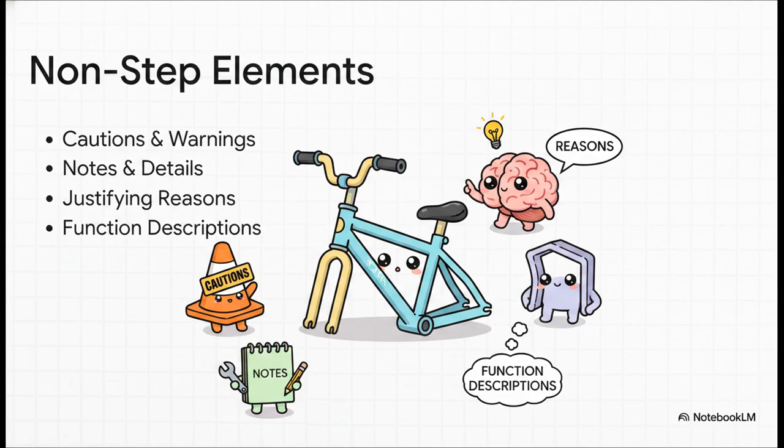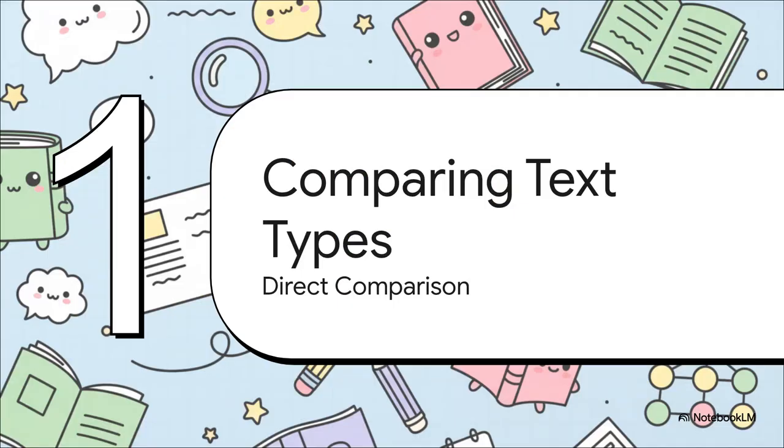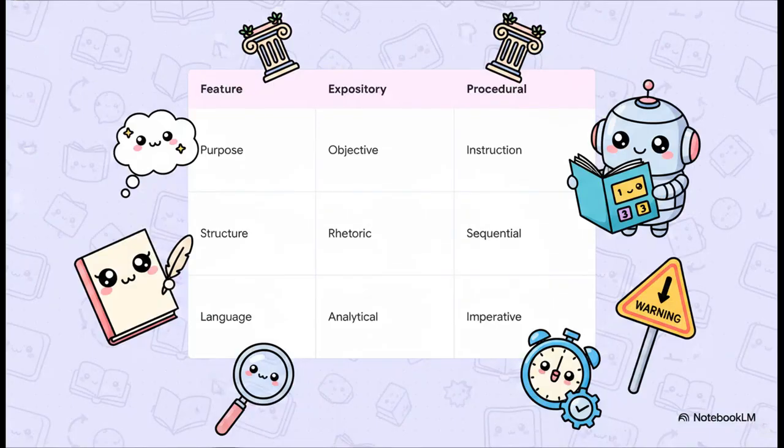And now, Section 5, Expository versus Procedural Texts, the direct comparison. All right, we've reached the climax of our review. This is the definitive head-to-head comparison, so definitely take a mental snapshot of this for the exam. Let's stack them up systematically.